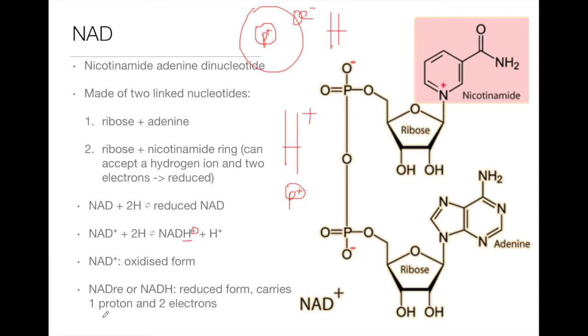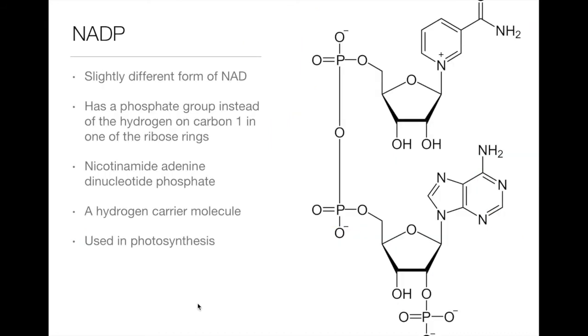I'm sorry, let me start again. The NAD, the oxidized form, receives two H's, except one proton. Two H's have two protons and two electrons, minus one proton. What are we left with? One proton and two electrons, okay? So it is a proton and electron carrier. NADP is the same, it's a hydrogen carrier molecule.